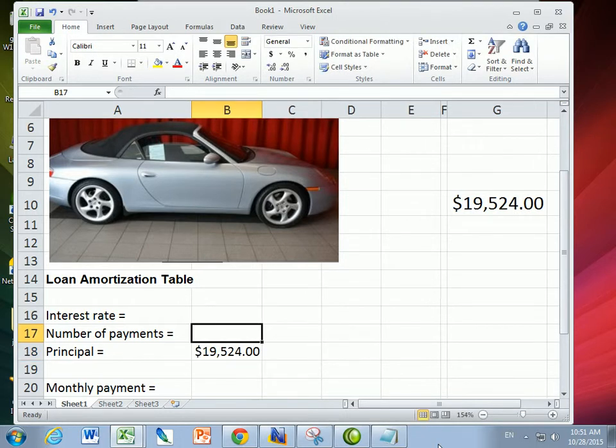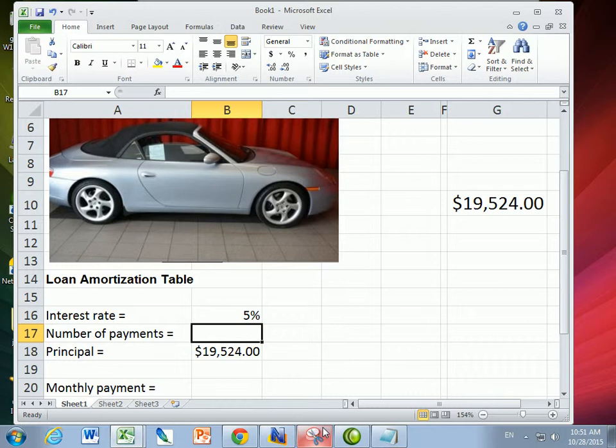The next thing I'm going to do is come up with a yearly interest rate. And the interest rate fluctuates. Right now, often I see advertised, I've seen some as low as 5%. So I'm going to put a 5% interest rate right there.